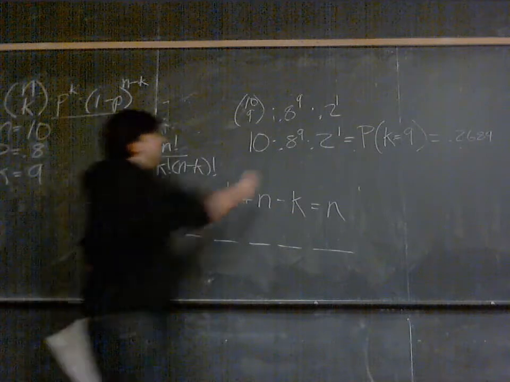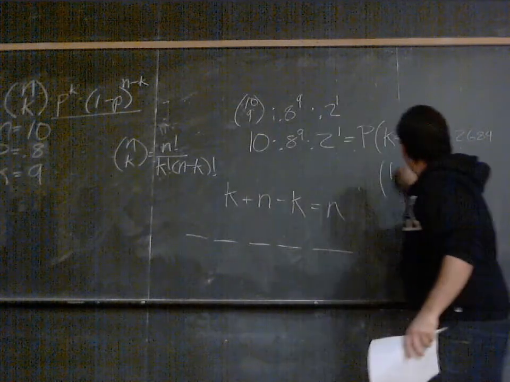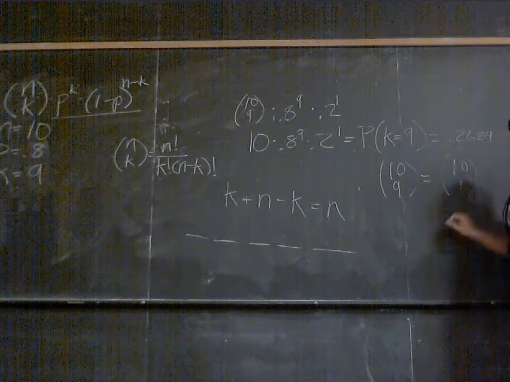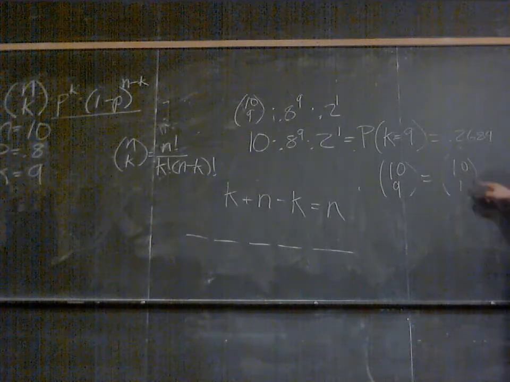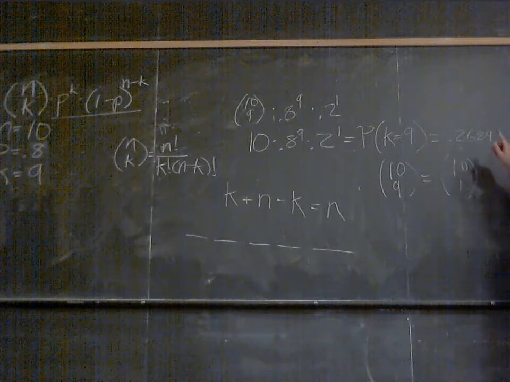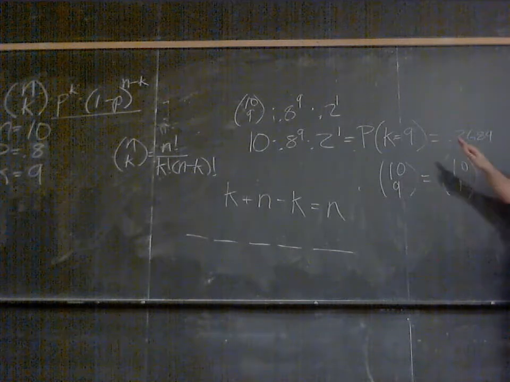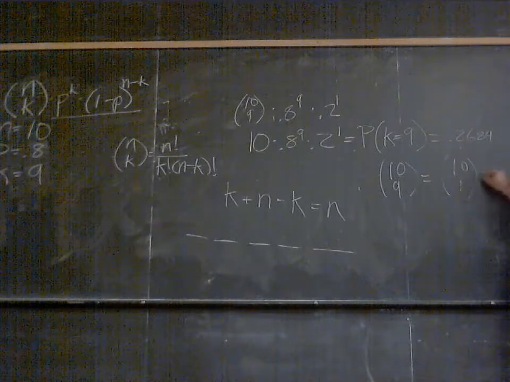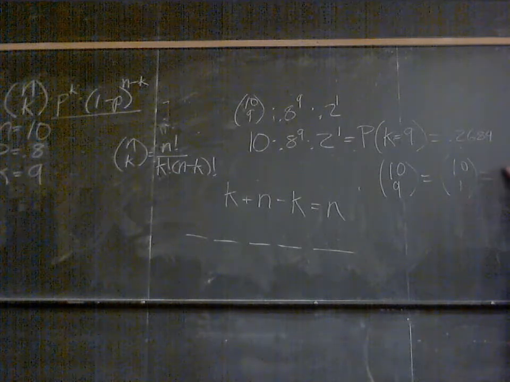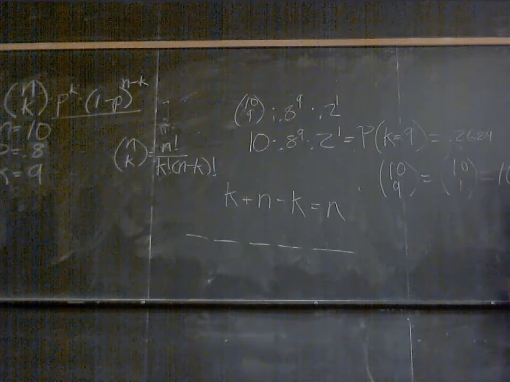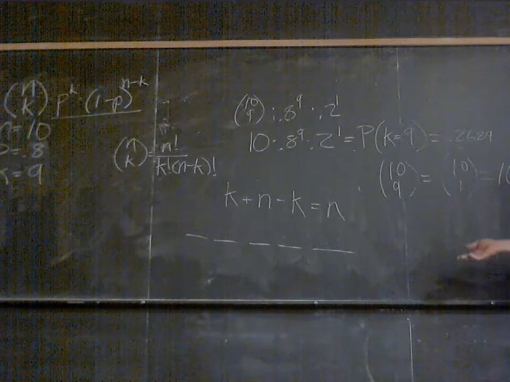Well, first I said that if they add up, so 10 choose 9 equals 10 choose 1. Because choosing the 9 successes is equivalent to choosing the 1 failure. So that's why these two equal each other. And anything choose 1 is just itself. So that's why 10 choose 9 and 10 choose 1 are the same. 5 choose 1 and 5 choose 4 are the same.